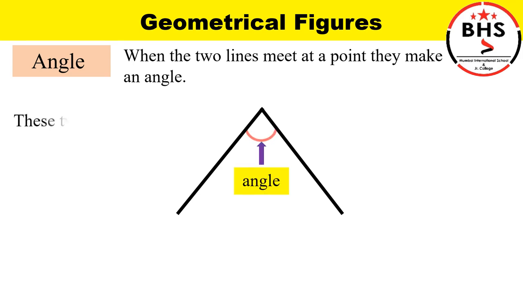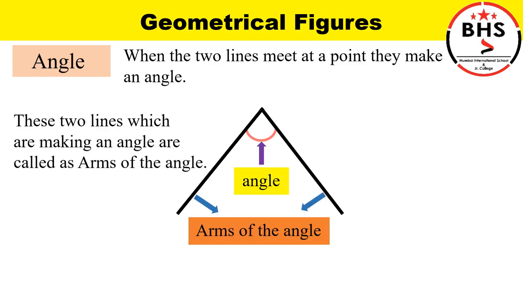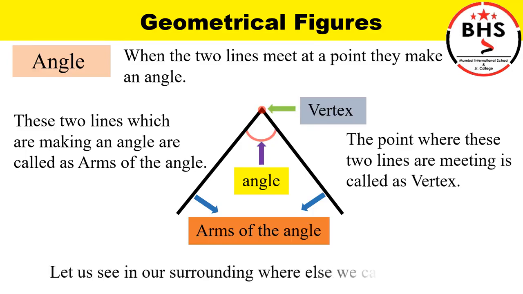Children, these two lines which are making an angle are called as arms of the angle, and the point where these two lines are meeting is called as vertex. Let us see in our surrounding where else we can see angles.